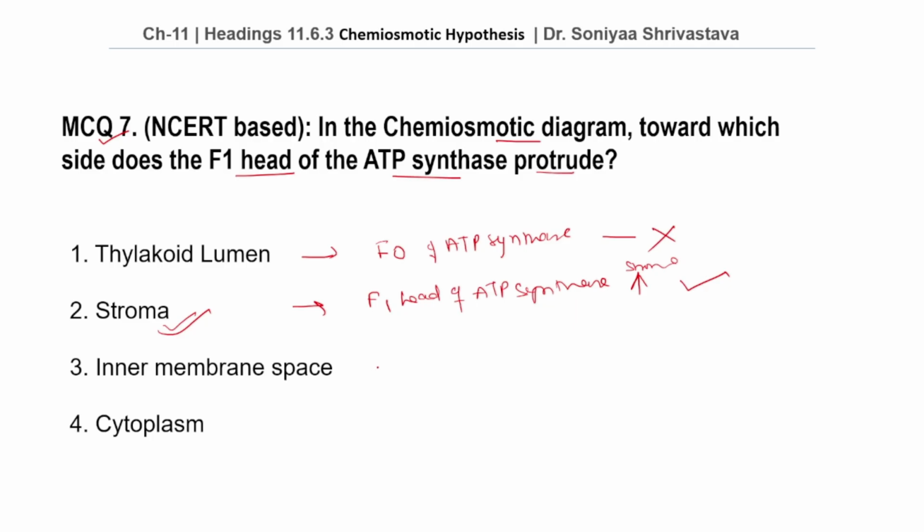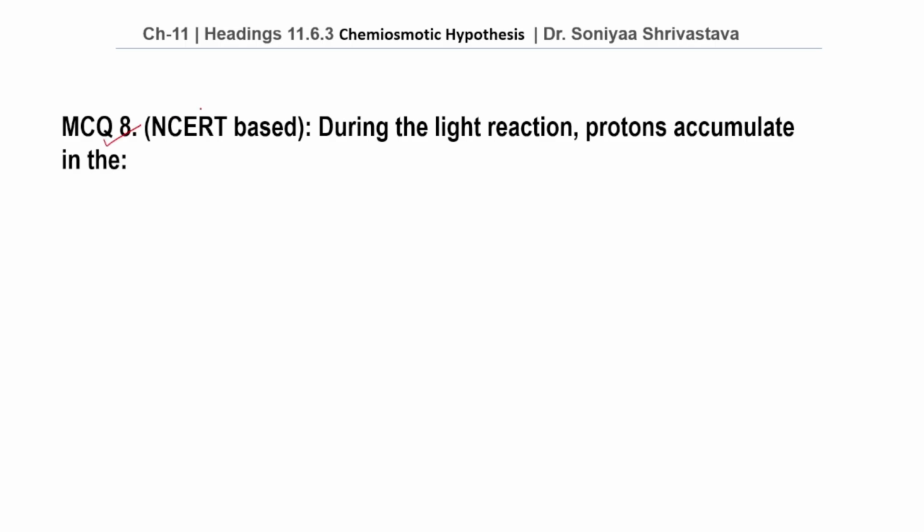Inner membrane space. This term is associated with the space between chloroplast membranes, not with ATP synthase orientation in the thylakoid membrane. So therefore, this is also the wrong option. Cytoplasm. ATP synthase is involved in photosynthesis and is located inside the chloroplast, not facing the cytoplasm. Therefore, this option is wrong. Let's see MCQ number 8.